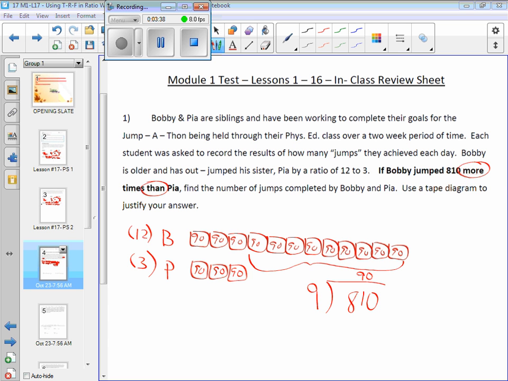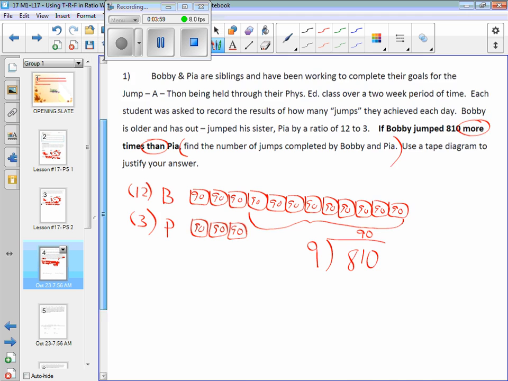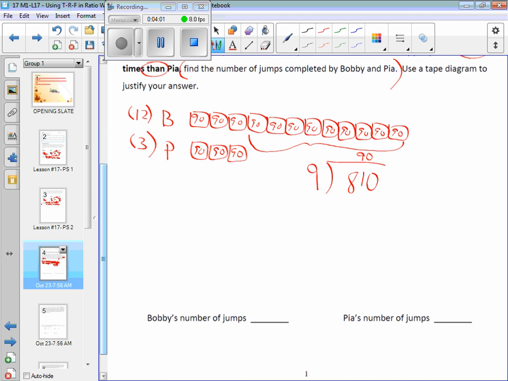All right, now what? What do you have to do to actually answer the question? Jack, what do you do to find the number of jumps for Bobby? You have to add up both diagrams, like the total, and then add those together. Well, just to figure out the number of jumps for Bobby, what do you do? 90 times 12. Okay, 90 times 12.